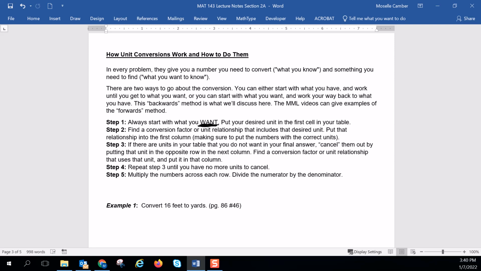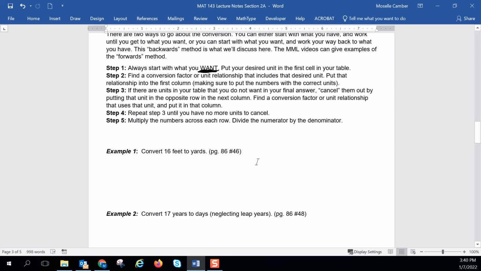So we start with what we want, put your desired unit in the first cell, and then on the next step you're going to find a conversion factor that includes your desired unit, and you're going to put those numbers into your columns. And then if there's something that you don't want, then you're going to find that unwanted unit in your given information, and you're going to put it in there so that they cancel. And you're going to keep doing that until everything that you don't want is canceled and you're only left with the things you do. So let's look at an example.